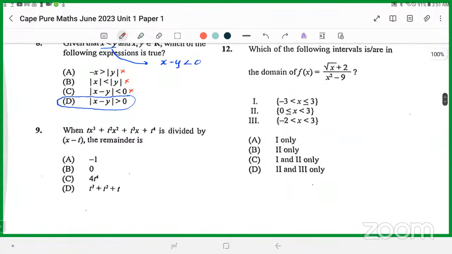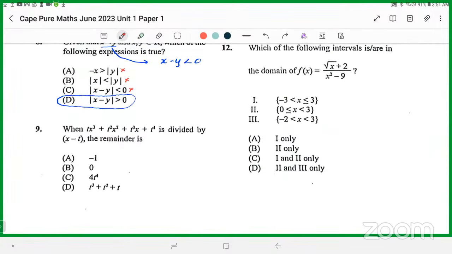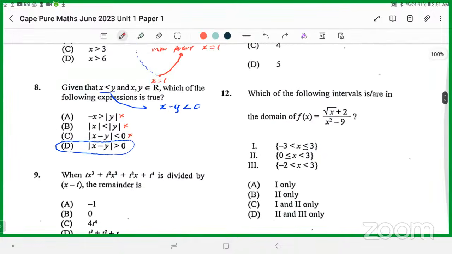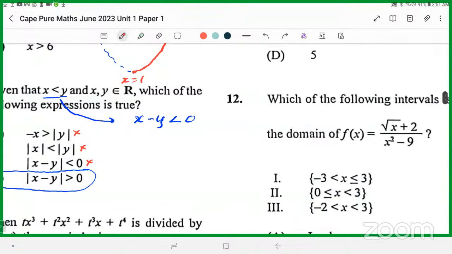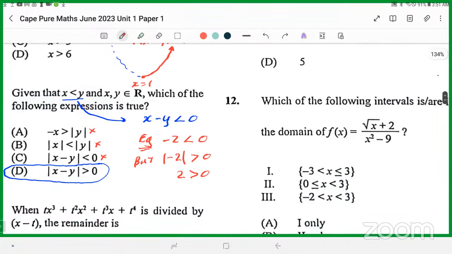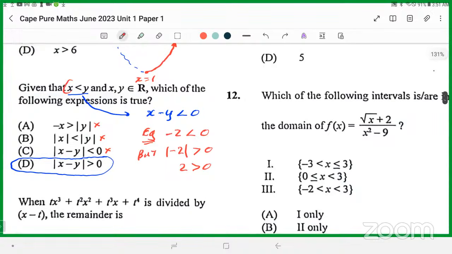Let's continue. Let me put a little example here, for the document. Example: -2 is less than 0, but the modulus of -2 is greater than 0, because the modulus of -2 is 2. It's greater than 0. That's why this is the answer, using that as an example. Because x is less than y, then x minus y is less than 0, so it could be a value like -2.